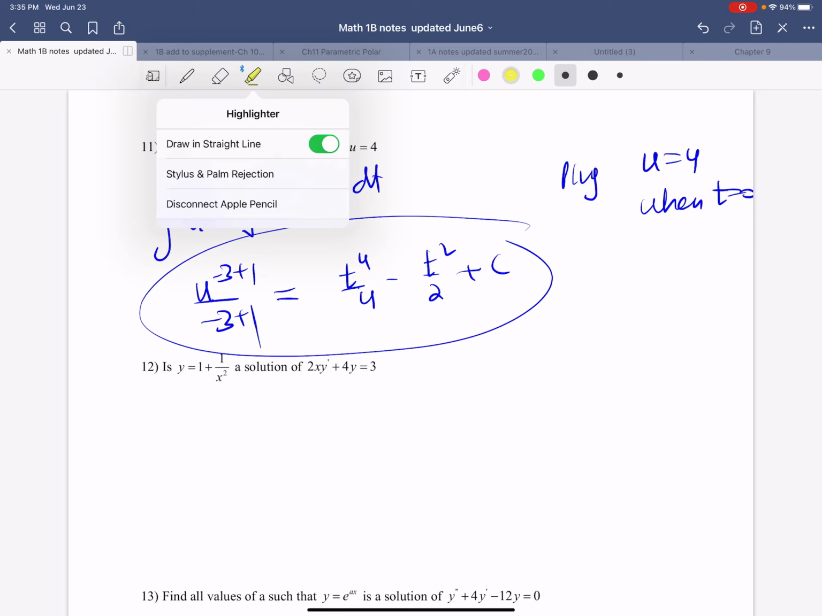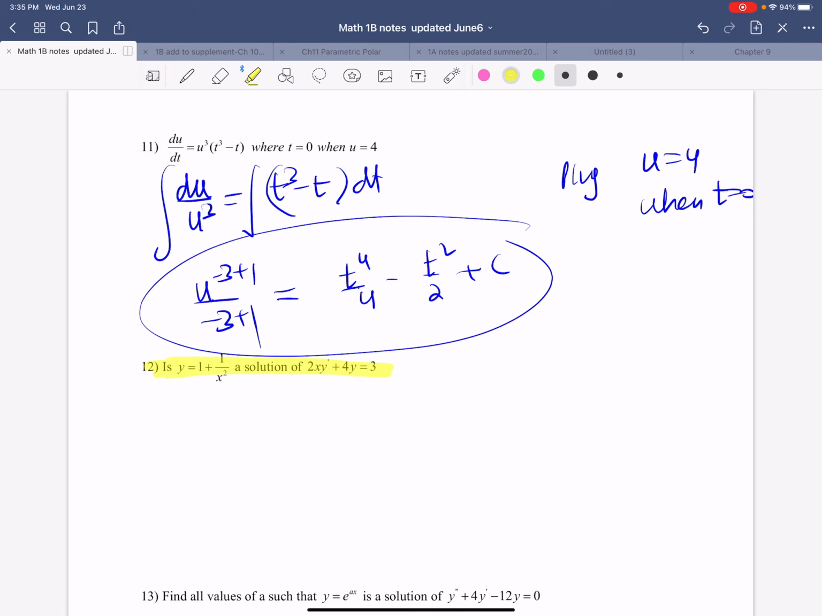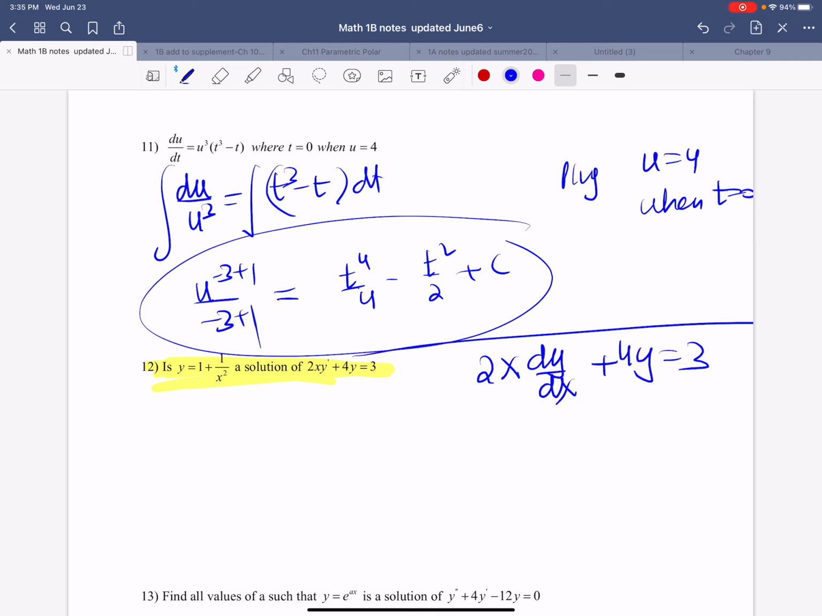Next kind of example, we're looking at whether a given y value is a solution to the given differential equation. The differential equation is 2xy prime, which is 2x dy over dx, plus 4y is equal to 3. So first step, y is 1 plus x to the power negative 2. If I do the derivative, dy dx is going to be, derivative of 1 is 0, negative 2x to the power negative 3. Now let's replace dy dx by the value we just found and y by what is given, and see if my left hand side comes out to be equal to the right hand side.